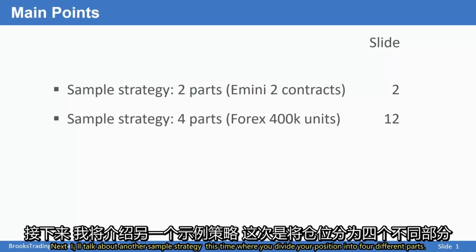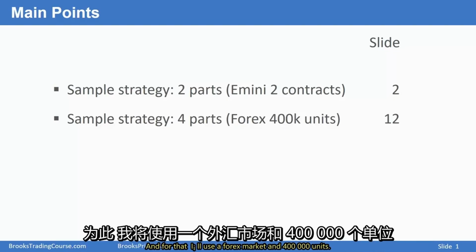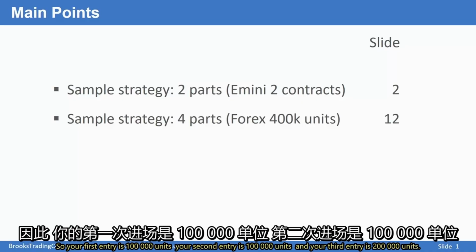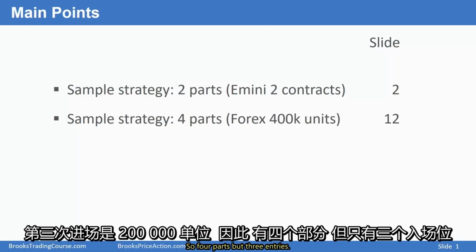Next, I'll talk about another sample strategy, this time where you divide your position into 4 different parts. And for that, I'll use a Forex market and 400,000 units. So your first entry is 100,000 units, your second entry is 100,000 units, and your third entry is 200,000 units. So 4 parts, but 3 entries.